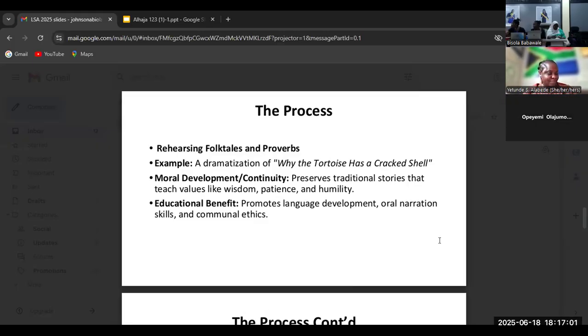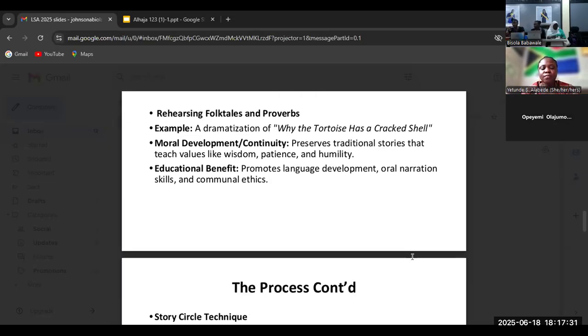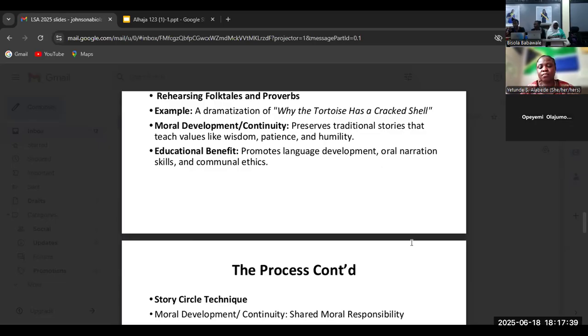So why did I use the story of why the tortoise had the broken shell? Because it's a story that has moral value in it. At the end of the day, when a student dramatizes that particular character, I will also ask, so what did you learn from this? So you make them active. This story shows how to preserve traditional stories that carry values like wisdom, patience, and humility. And what is the educational benefit? It promotes language development, oral narration skills, and communal ethics.